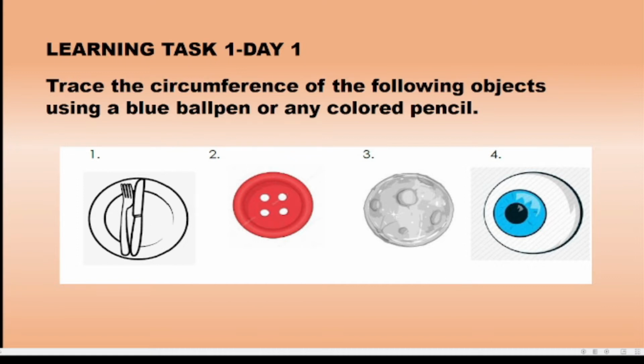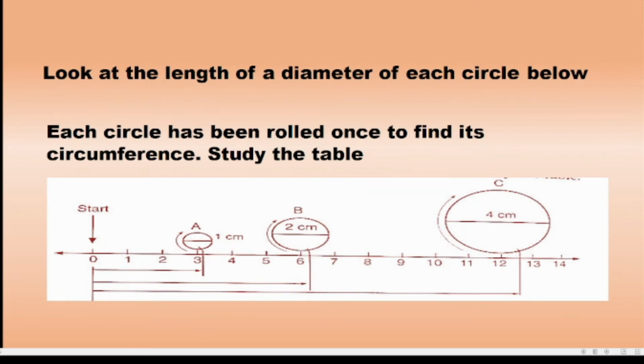For our learning task number 1, you may trace the circumference of the following objects using a blue ball pen or any color pencil. So we have 1 to 4. Next, look at the length of a diameter of each circle below. Each circle has been rolled. Who wants to find its circumference? You may study the table.